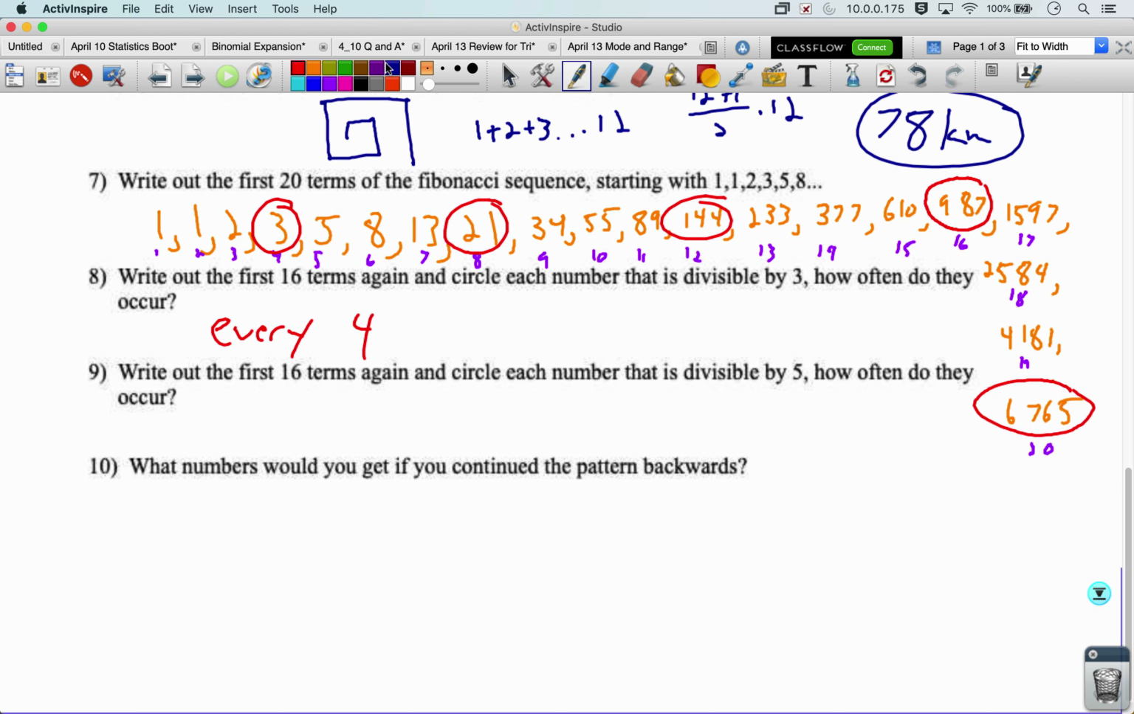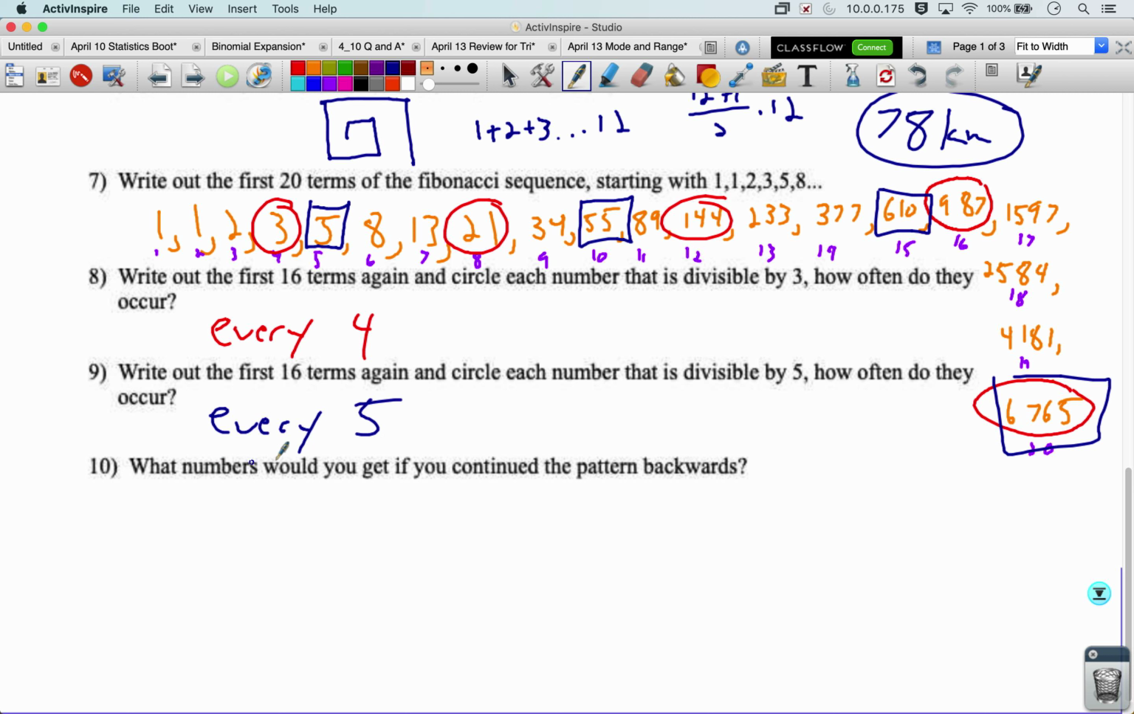Every number divisible by 5. Let's see. So the trick with divisible by 5 is just if it ends with a 0 or a 5. And let's see how often that happens. 1, 2, 3, 4, 5. 1, 2, 3, 4, 5. 1, 2, 3, 4, 5. Looks like it's every 5.